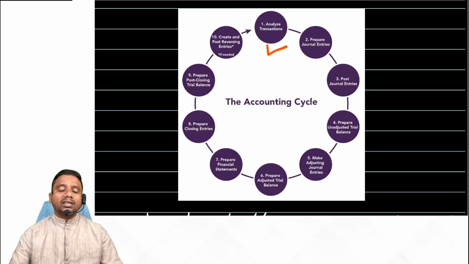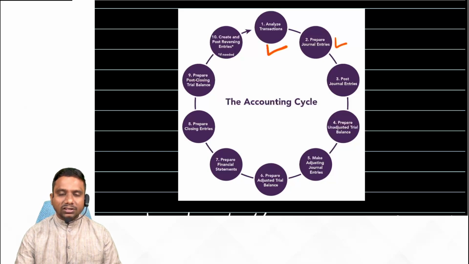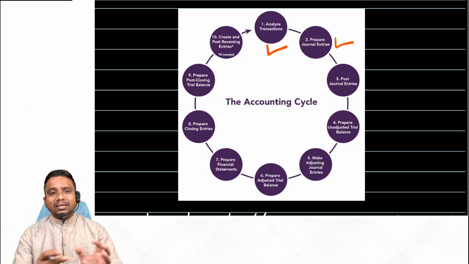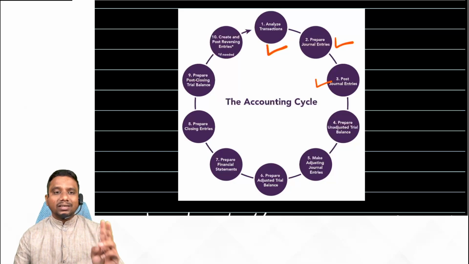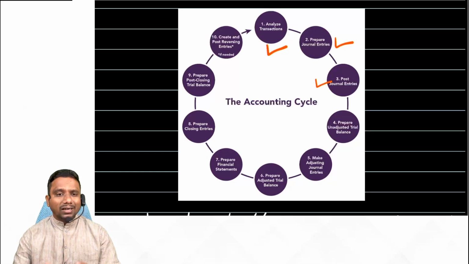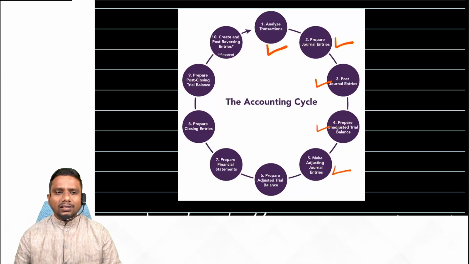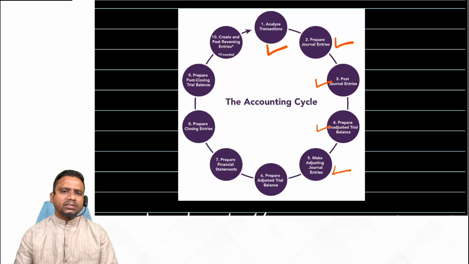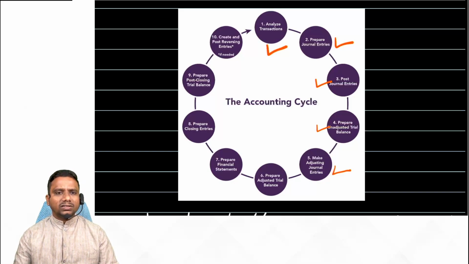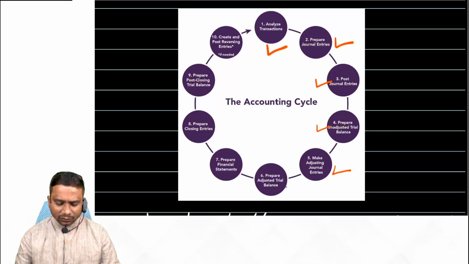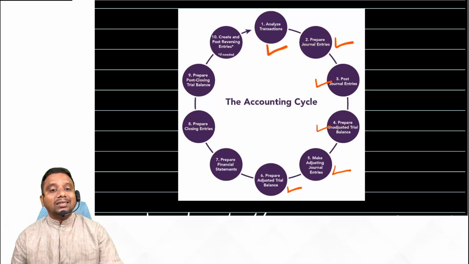Next, the identified transactions are recorded into the journal. That is the second step. Next, the journal entries are posted into the ledger. The ledger accounts are now balanced, and with all these balances, we prepare a trial balance to check the arithmetical accuracy. Now, at the end of the year, we prepare adjusting entries for outstanding expenses, accrued incomes, incomes received in advance, prepaid expenses, depreciation, and provision for doubtful debts. After preparing adjusting entries, we again prepare a trial balance that is called the adjusted trial balance.